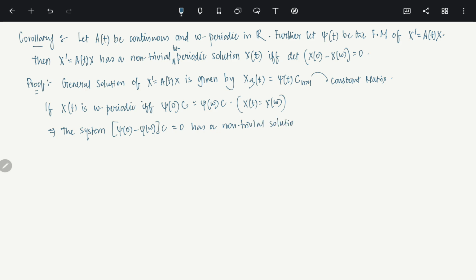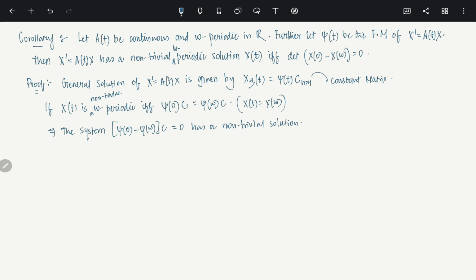Non-trivial solution. Is this okay? Why is this true? Because you see, this W periodic solution which you have, we are assuming it is non-trivial. So this system, phi 0 c minus phi w c, has to have a non-trivial solution. Clear? Otherwise, this is going to be 0, right? So it has to have a non-trivial solution.